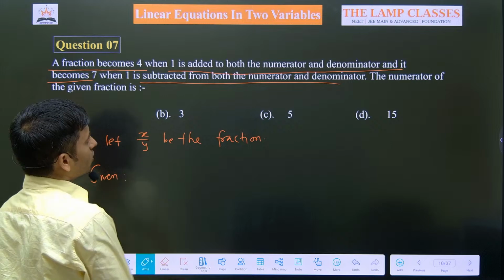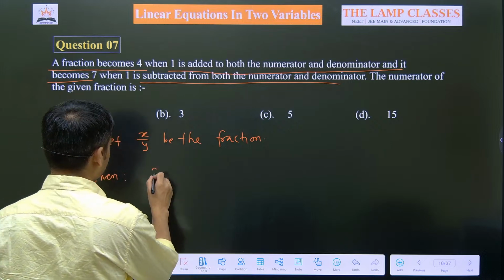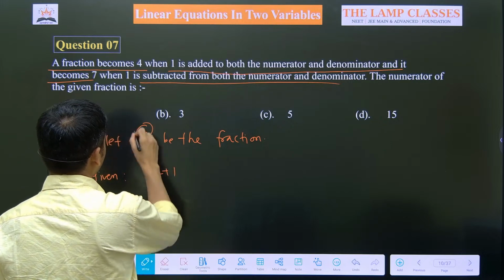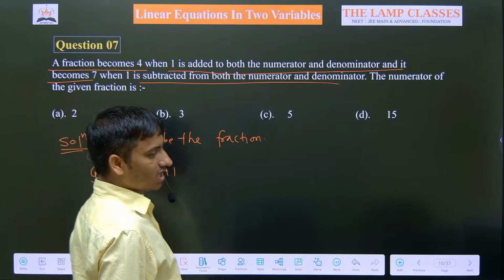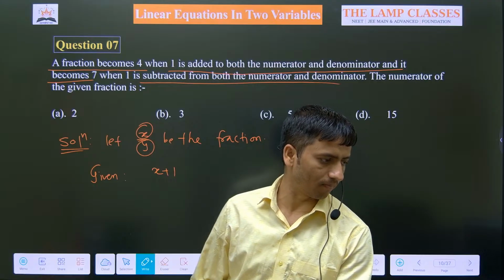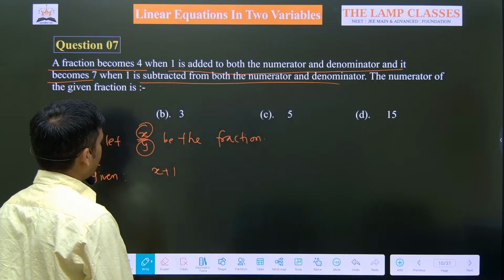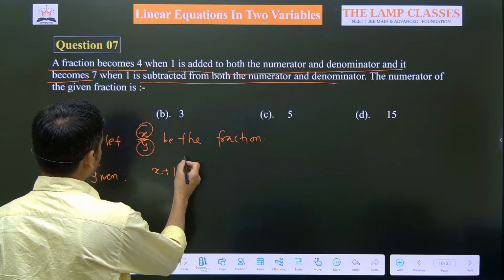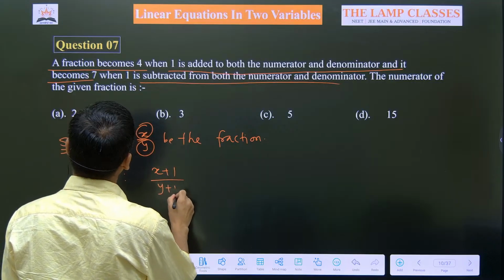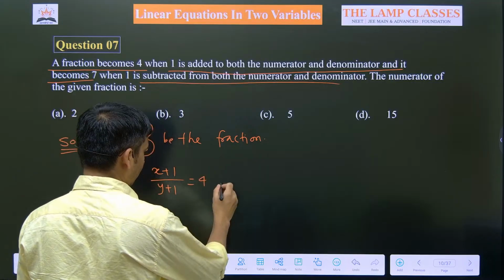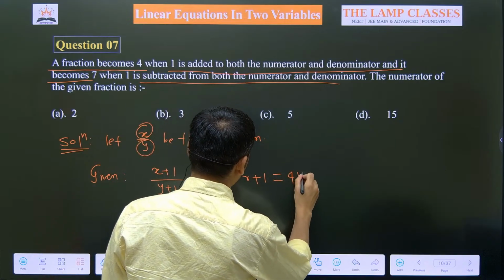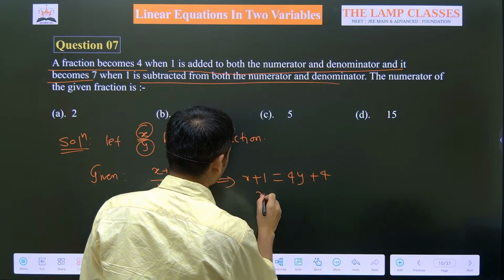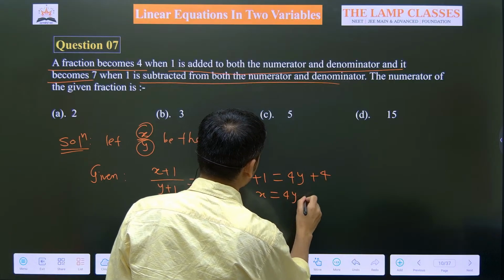If 1 is added to both numerator and denominator, that means x plus 1 is the numerator and y plus 1 is the denominator. And when we assume this as the fraction, we keep the fraction in the simplest form. So it is x plus 1 upon y plus 1 is equal to 4. That's the first equation. We can even simplify it. x plus 1 is equal to 4y plus 4. We got x is equal to 4y plus 3.